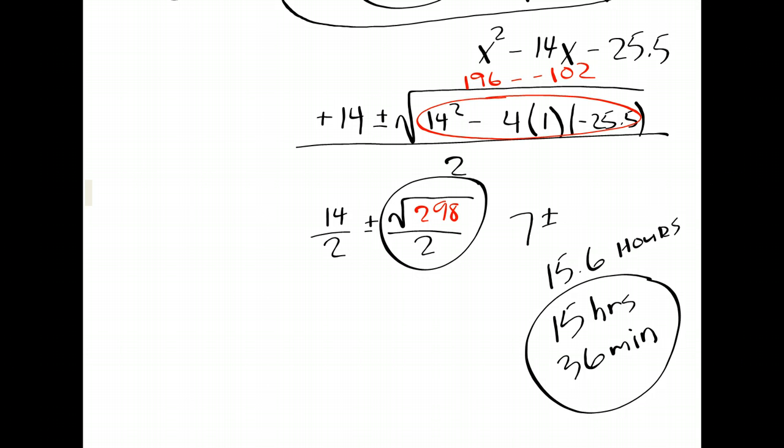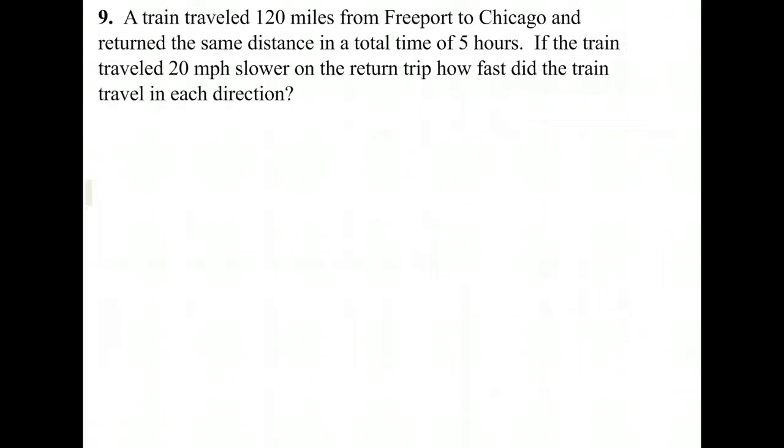So that was a doozy of a question, especially because you had to use the quadratic formula. But nonetheless, that covers a lot of stuff that we've done this semester. So there's that question. A train traveled 120 miles from Freeport to Chicago and returned the same distance. So the distance is the same.